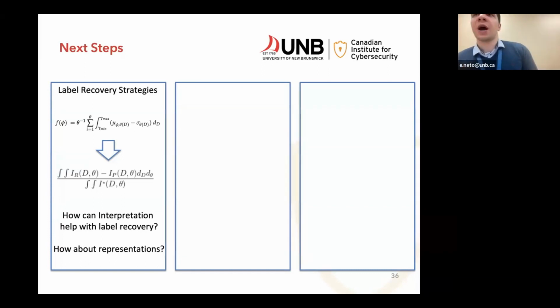So how can representations help us in this environment? How can we use the representation of a neural network, for example, to understand if a particular instance is misclassified or not, right?